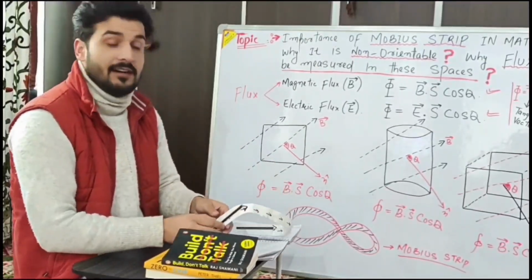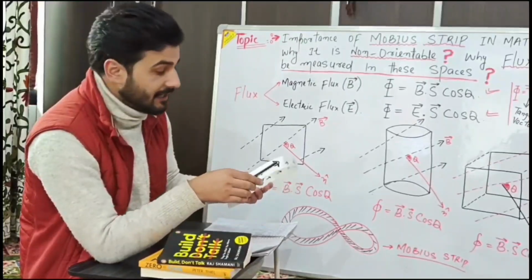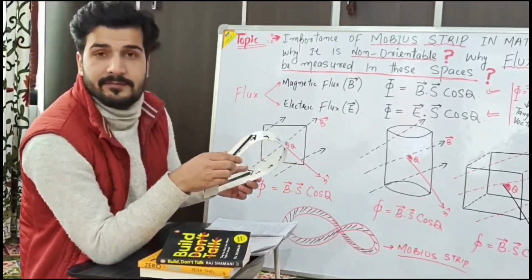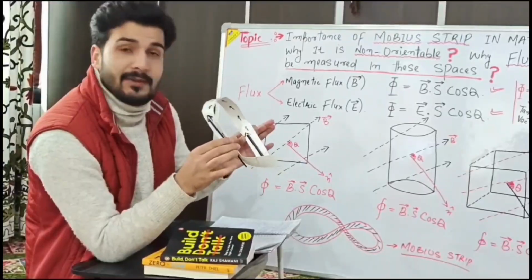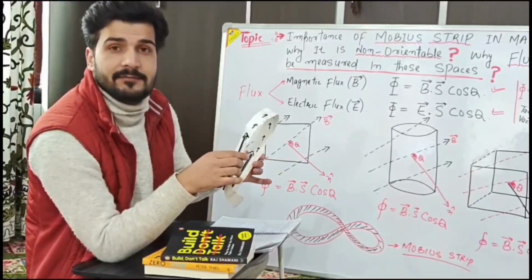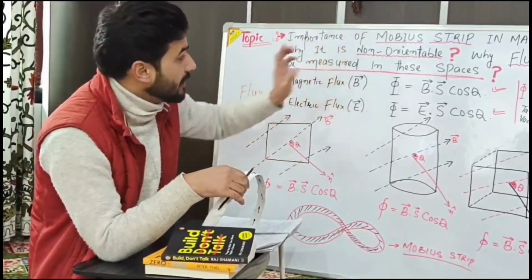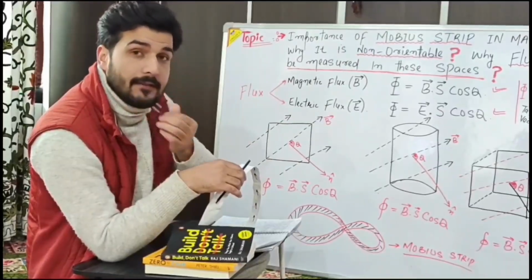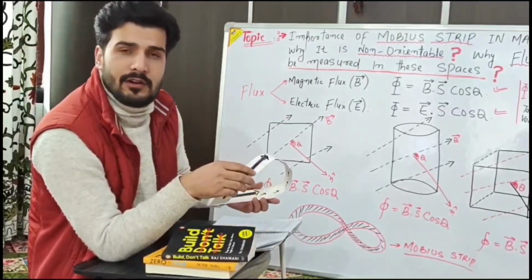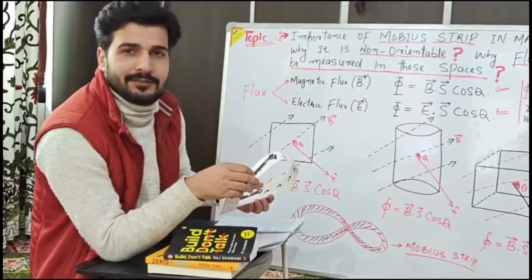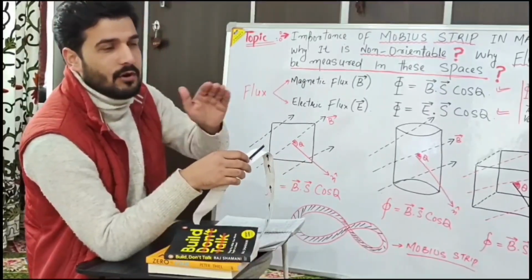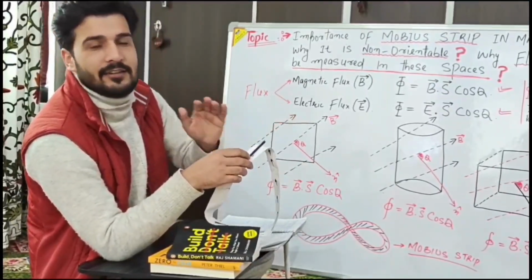Now the second property of this Möbius strip is that it is non-orientable. So when can we say a mathematical object is non-orientable? We can say that a mathematical object is non-orientable whenever we can't decide the direction, whether the direction is clockwise or whether the direction is anti-clockwise.